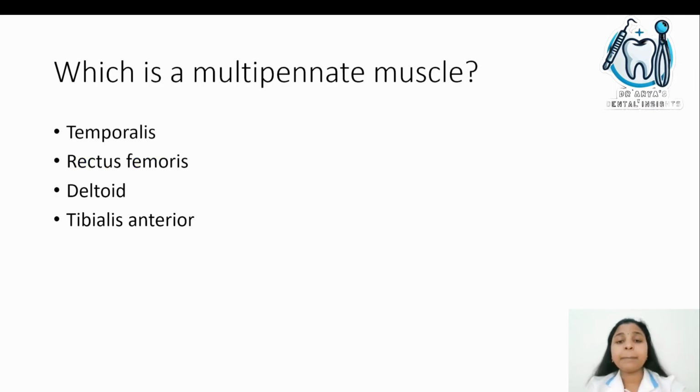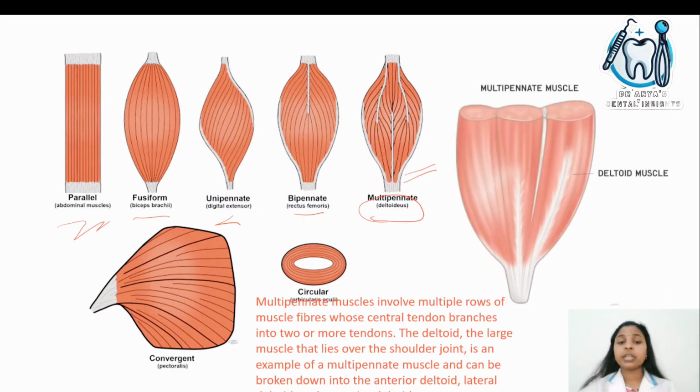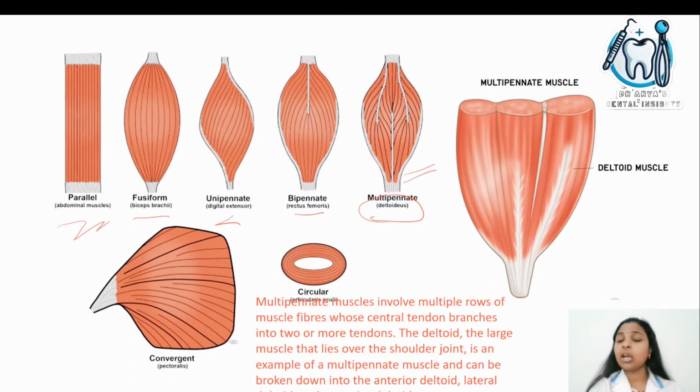Then, which is a multipennate muscle? Temporalis, rectus femoris, deltoid, tibialis anterior. So coming to the structure of some skeletal muscles. The abdominal muscles are parallel. Then biceps brachii is fusiform. Digital extensor is unipennate. Then rectus femoris is bipennate. Then this is the deltoid muscle, which is a multipennate arrangement. And this is the pectoralis, which is a convergent arrangement. And also this is the circular muscle, seen in orbicularis oculi.